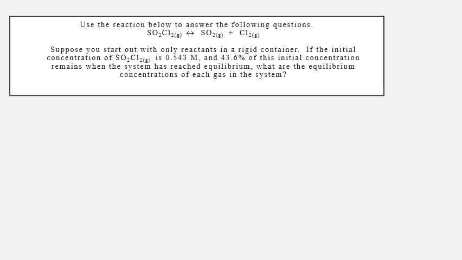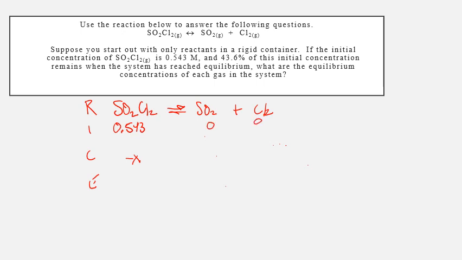So for this here, we can start off. I'm going to write out an ICE table. And we will have SO2 and Cl2. My initial concentration is 0.543. So here I'd have minus x. These two would be initially 0. I would have plus x and plus x. So at equilibrium, I'd have 0.543 minus x, x, and x.